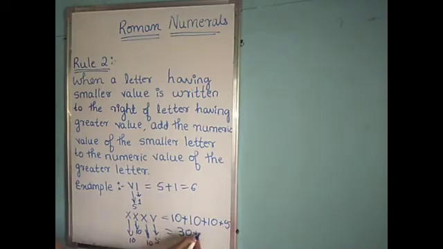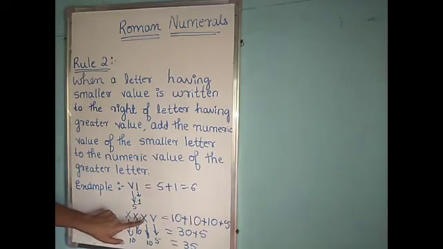30 plus 5. Total 35. So XXXV is equal to 35.